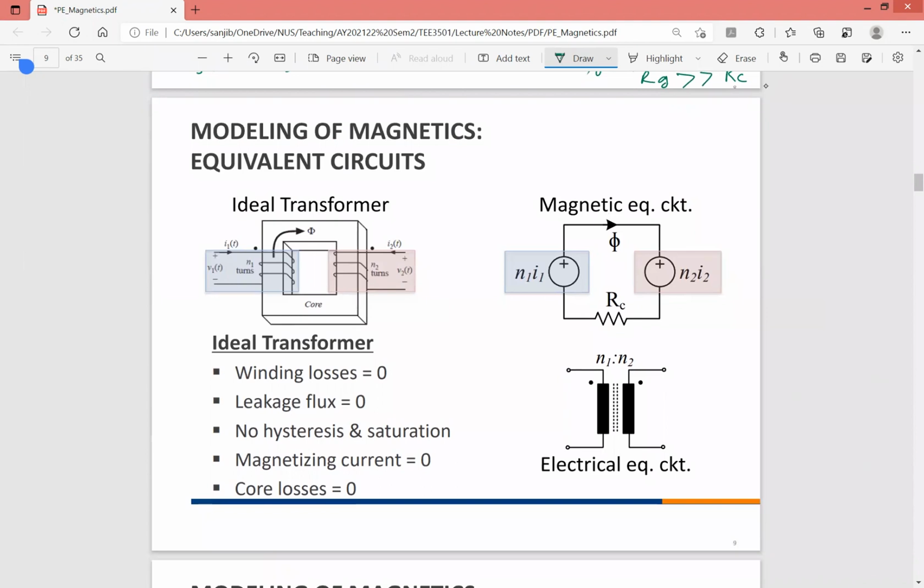Now, when you have an ideal transformer, basically there are two coils on the same core. So when it is ideal, the flux will be the same on both primary and secondary.